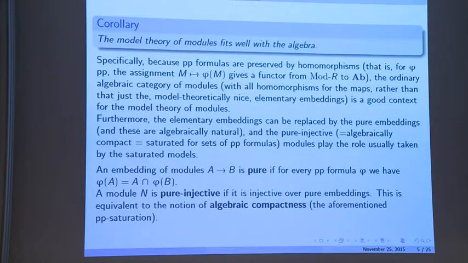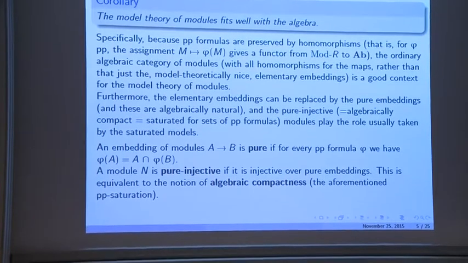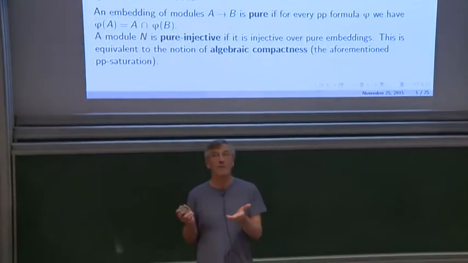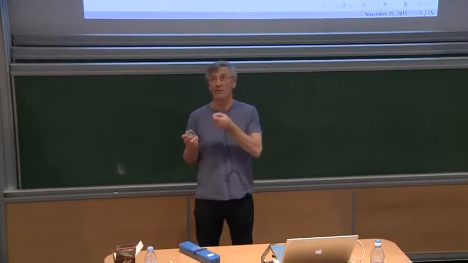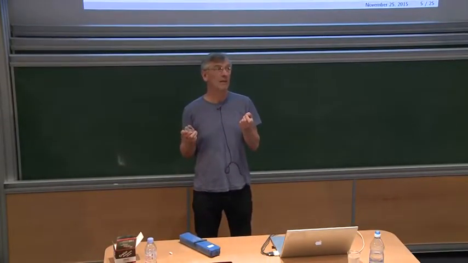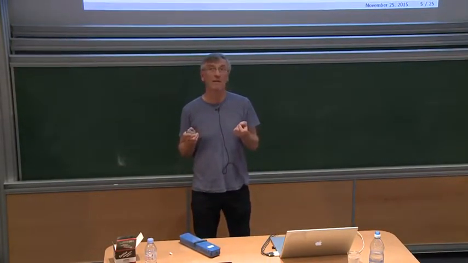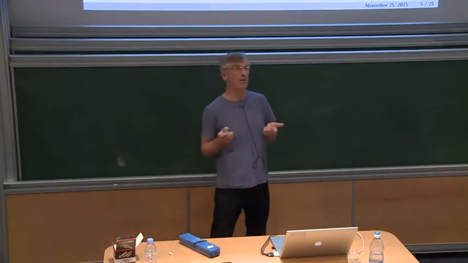So the corollary is that the model theory fits well with the algebra. What I mean by that is, if you're doing model theory, the category that you naturally work in has the objects that you're interested in as the objects, but then the maps tend to be the ones that preserve and reflect the definable sets. In other words, the elementary embeddings. And there are very few of those in general.